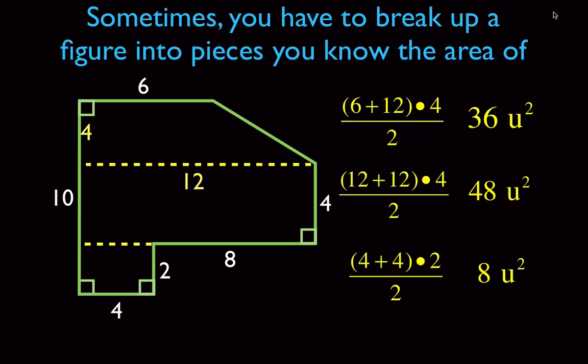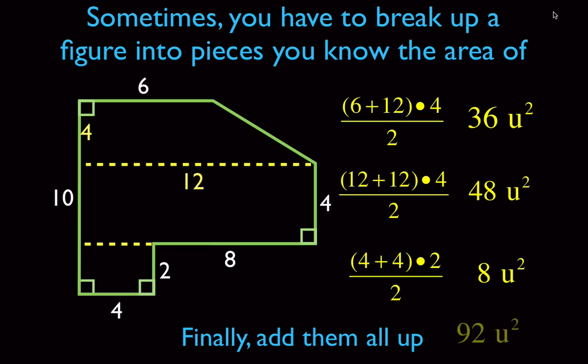Because this is a piecewise function, meaning I've broken this up, the last step is just to add up all the pieces. 36 plus 48 plus 8 is 92 units squared.